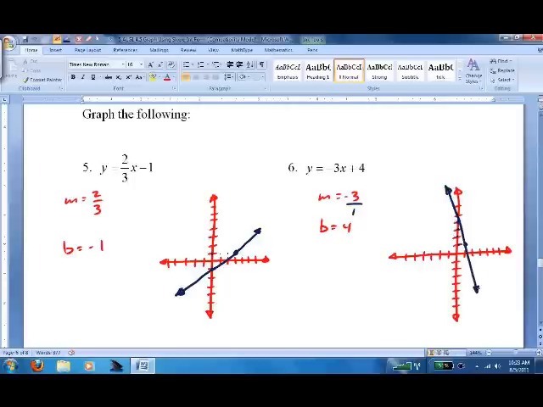-3 is a fairly steep slope. And that's it. Good luck. Make sure you know how to do this. It takes lots of practice.